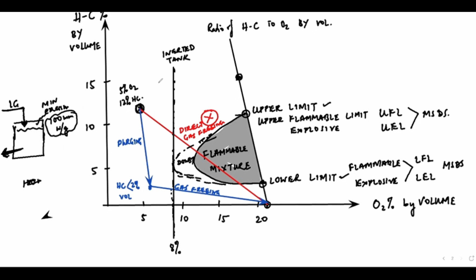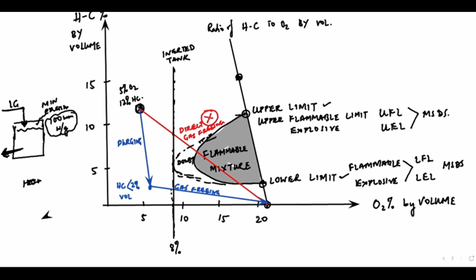Sir, is there any requirement that a ship below 20,000 GRT does not need an IG plant? Yes, that is the SOLAS requirement. SOLAS requirement is that oil tankers 20,000 GRT and above must have an inert gas plant. We will look at that separately. For now, is this clear or not?